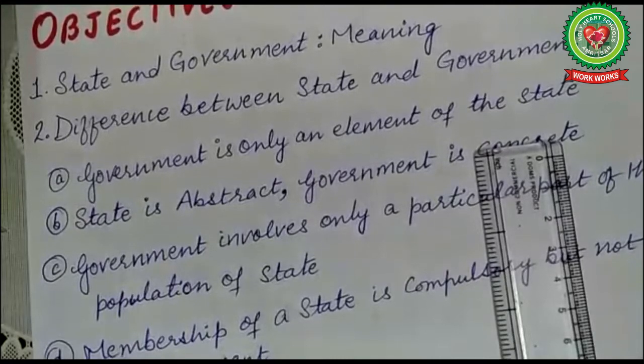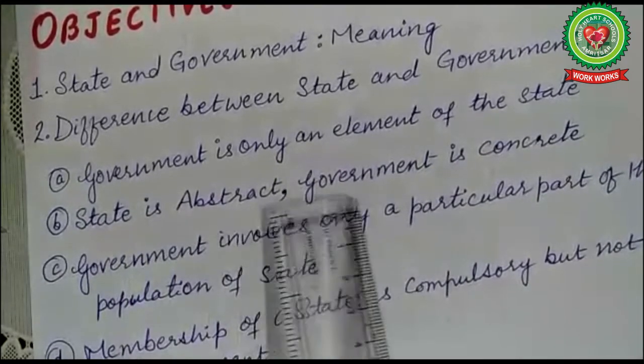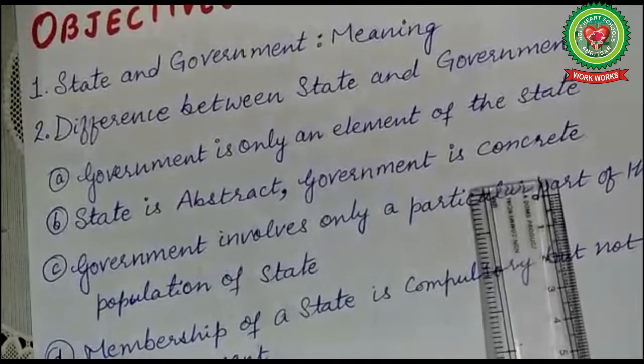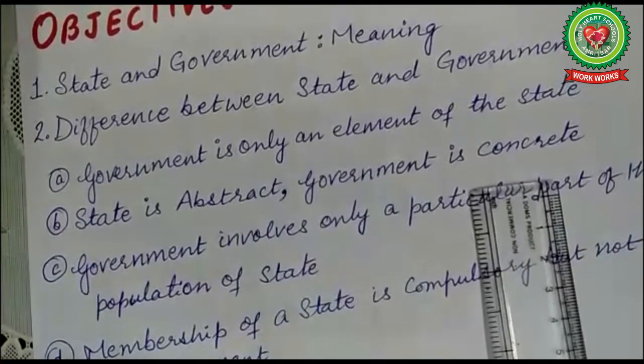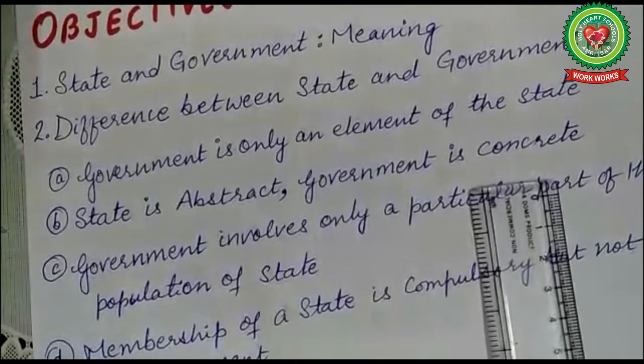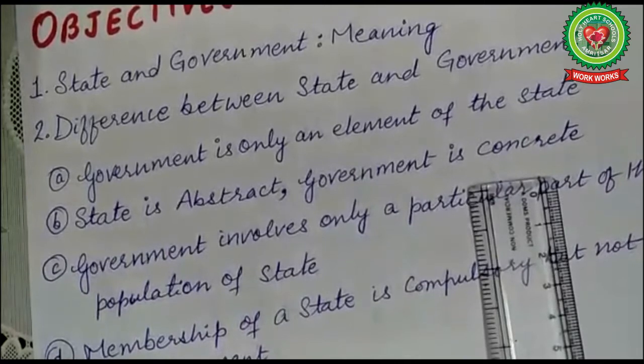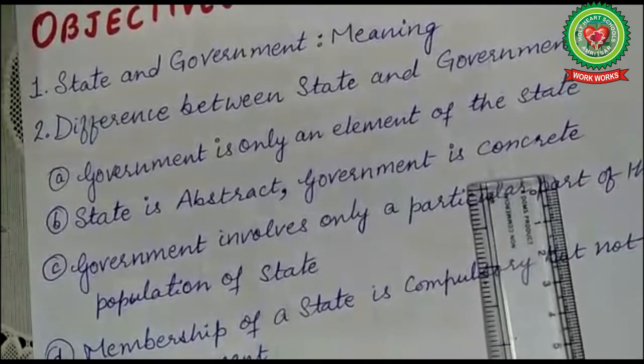Now, next point is state is abstract and government is concrete. State is a concept or name of persons living in a definite territory organized for the exercise of sovereignty. State cannot be seen, like India is a state. We can't see the state, but government is made by the people of the state. It can be seen and interacted with. Like we can talk to MLAs, MPs and ministers, but we can't talk to India. India is abstract, but government is concrete.